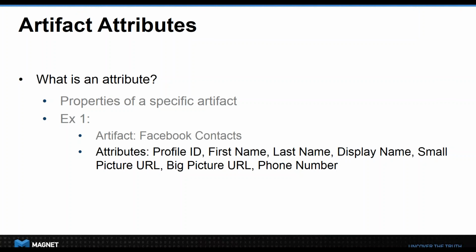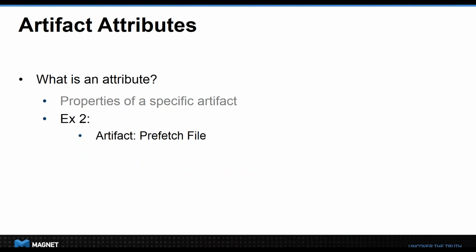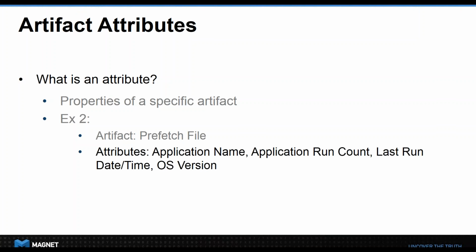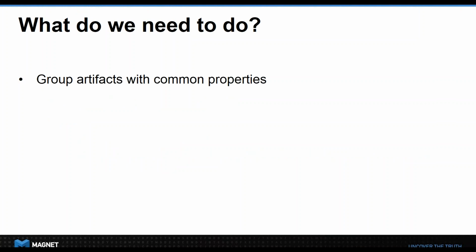But it's also important to look at the relationships internal to the artifact itself. So we want to correlate that first name and last name with that display name as well as that picture, and that creates an identity. Another type of artifact, well, all artifacts have multiple attributes, but just an example of the types of attributes, especially as we move into more operating system type artifacts, is a prefetch file. So for example, a prefetch file contains an application name, the application run count, last run date time, operating system version, etc.